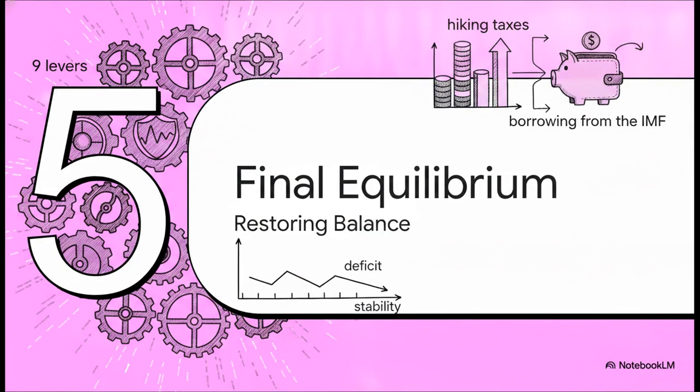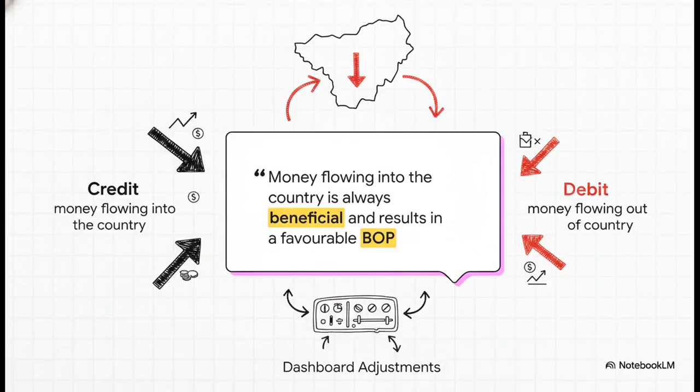Achieving final equilibrium, it all comes down to carefully manipulating these 9 levers on our macroeconomic dashboard. Through all of this chaos, we have to always remember the golden rule of our ledger, clearly stated right in our guiding texts. Credit means money flowing into the country, and debit means money flowing out of the country. Money flowing into the country is always beneficial and results in a favorable BOP. Capturing that inward flow and desperately minimizing that outward bleed is the ultimate, absolute goal of every single adjustment we make on this dashboard.